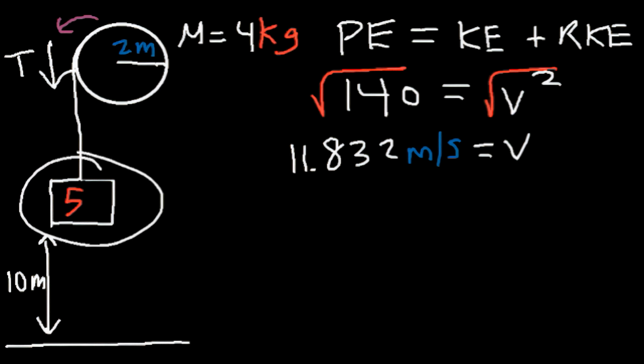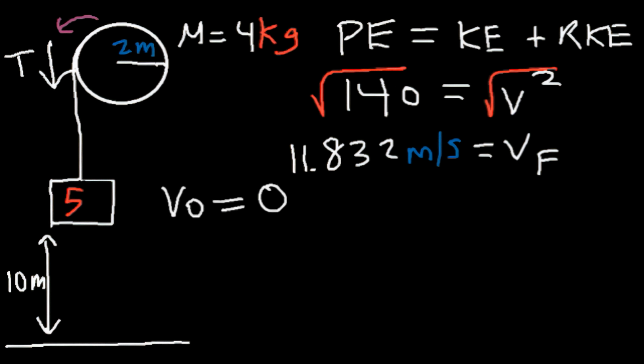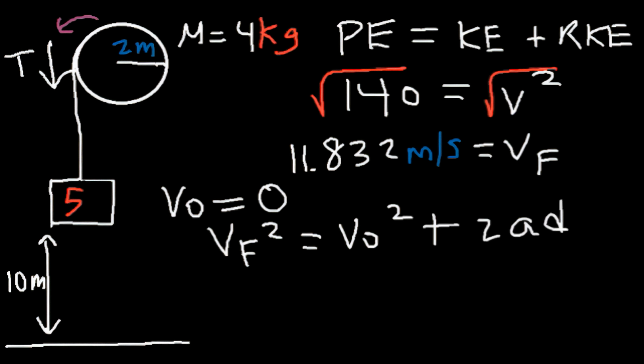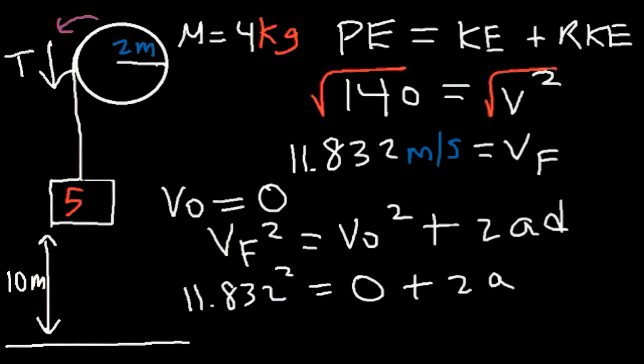So if we focus on the block, it's going to have a vertical displacement of 10. And we have the final speed, which is 11.832. And we have the initial speed. It accelerated from rest, so it's 0. Now, to find the acceleration, we can use this equation. So the final vertical speed is 11.832 squared. Initial speed is 0. We're looking for a. The vertical displacement is 10.